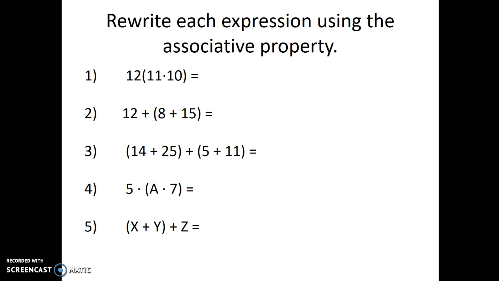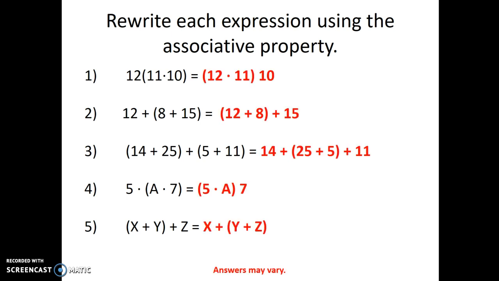All right, let's see how you did. Again, notice here, when I grouped 12 and 11 together, I would have to work out that multiplication, but it's going to be very easy to multiply it by 10 when I'm done because I put a 0 at the end. Here, it made more sense to group 12 and 8 together because that makes 20, and 20 is easy to add to 15. Same thing here. 25 and 5 is 30, which is going to be an easy number to add to 14 because that'll be 44. And then 11, 55. So I'm making it easier to add in my head and multiply in my head.